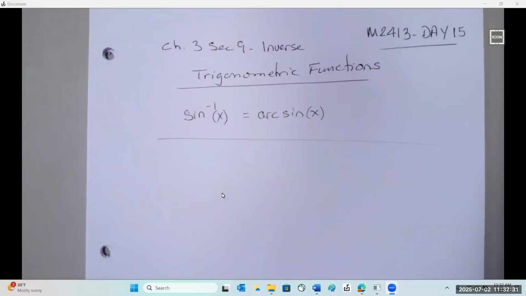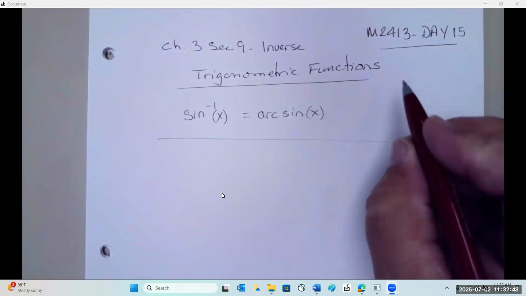All right. Inverses of trigonometric functions. We've talked about inverses of algebraic functions. Now let's look at inverses of trigonometric functions. Fortunately for us, there's only 6 of them. And the same thing applies here.